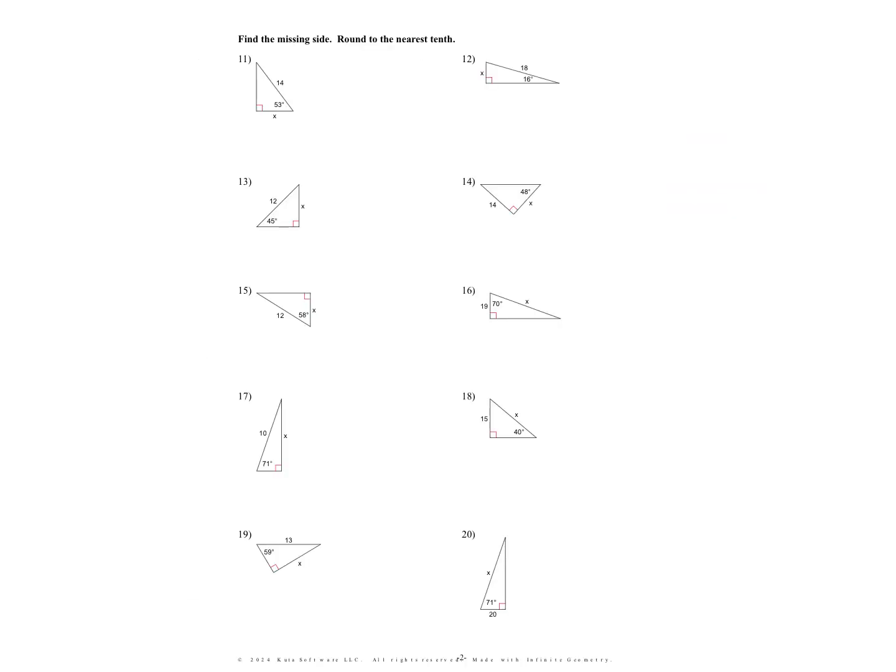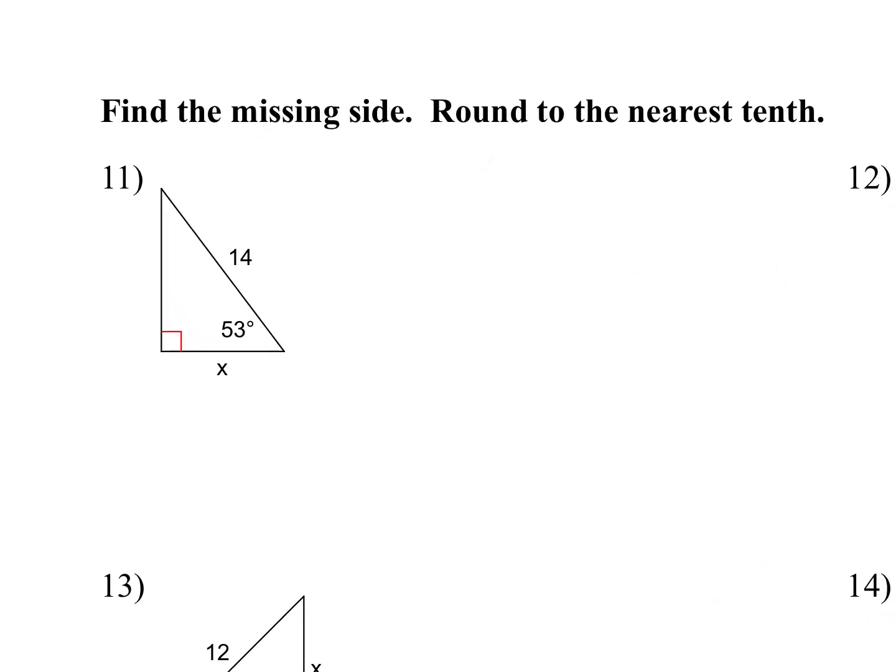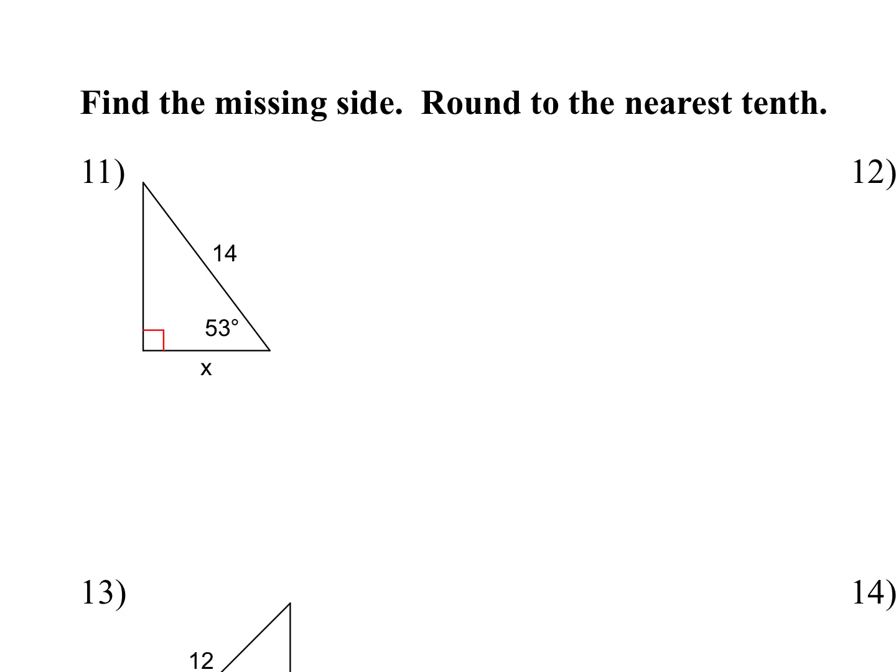Now let's look at number 11. We are actually finding the missing side now. We're going to follow the same steps from before. So we're going to circle the angle that they give us, and now we're going to label the sides first, what they give us. So x, what side is x related to 53? That is the adjacent side, so label it adjacent. What side is 14? Why is that one the hypotenuse? It's across from the right angle, yep. So that is our hypotenuse.